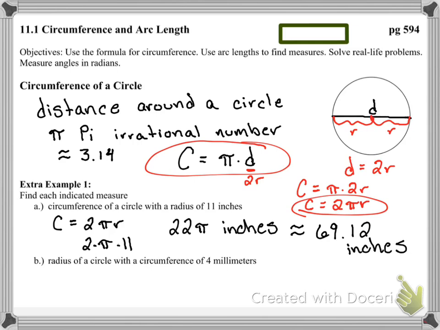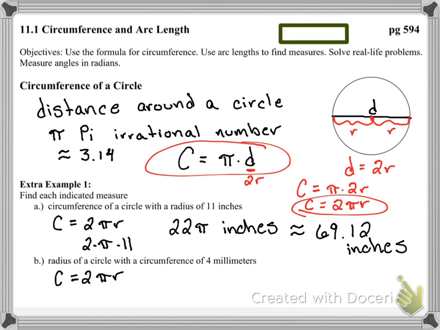Okay, right. Now we want to find the radius of a circle, the indicated measure again. We want to find the radius of a circle with a circumference of 4 millimeters. So I know the circumference is 4 millimeters, and I want to find the radius. So again, I write the equation down, C equals 2 pi r.